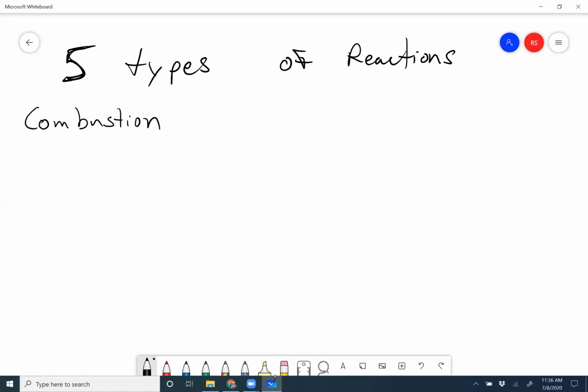Combustion is the simplest to remember because it always does the same thing. You're going to need some sort of hydrocarbon. A hydrocarbon is any carbon-hydrogen molecule that has a certain amount of carbon, a certain amount of hydrogen. You can have other things inside of the carbon-hydrogen molecule, like oxygen, nitrogen, but as long as you have C and H, then that molecule can react with oxygen. And when it does this, it will produce every single time carbon dioxide and water.